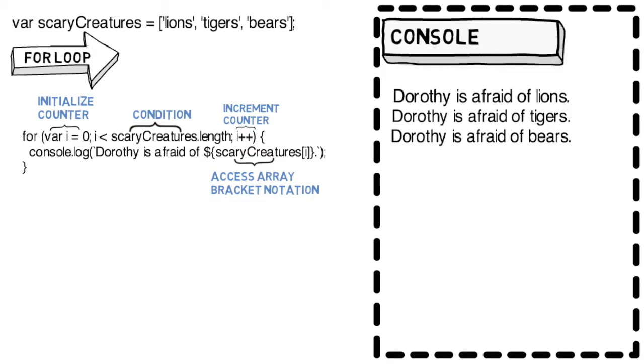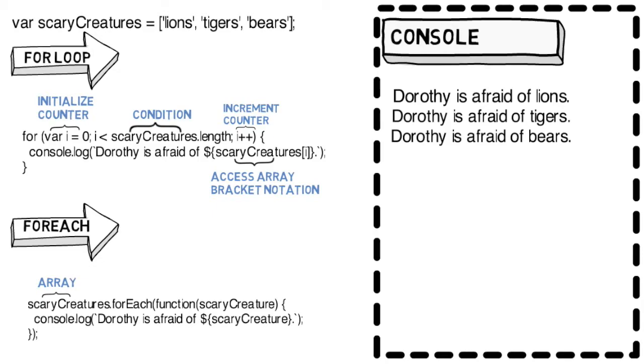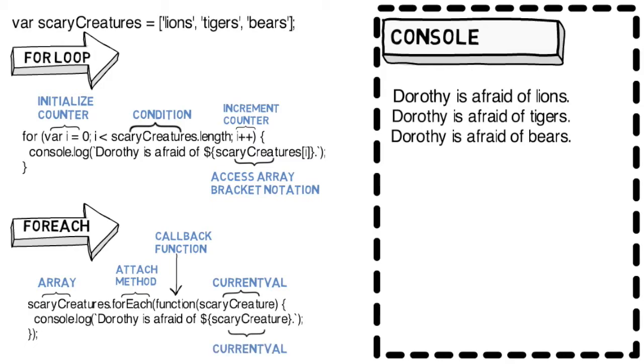So now that we've refreshed our mind in how we do this with a for loop, let's see how we might accomplish this with the forEach method. We begin with our array, scary creatures, filled with lions, tigers, and bears. We then attach our forEach method to our array. Following that, we pass in our callback function to run on every element in our array. Then what makes the forEach method such a pleasure to work with is that we can easily access our current value. We don't have to use bracket notation.